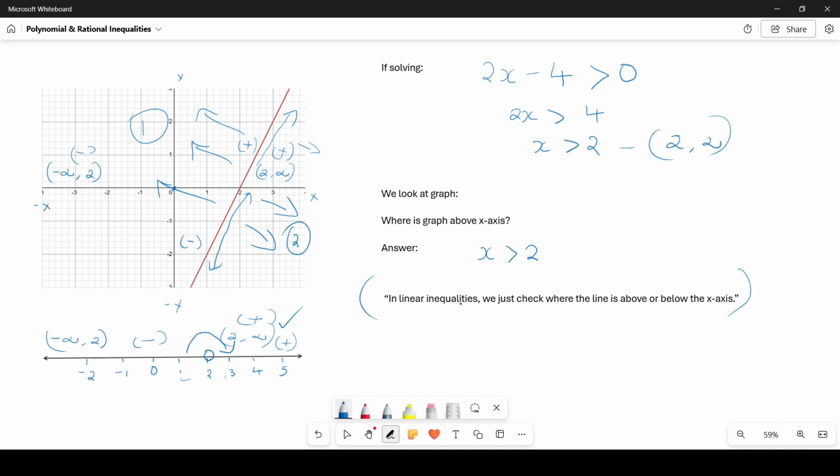In linear inequalities, we just check whether the line is above or below the x-axis. From the graph, we can see the line is below the x-axis and above the x-axis. These are the two regions we need to consider, along with the point where the line meets or crosses the x-axis. This is the only thing we need to care about in a linear equation or linear inequality.